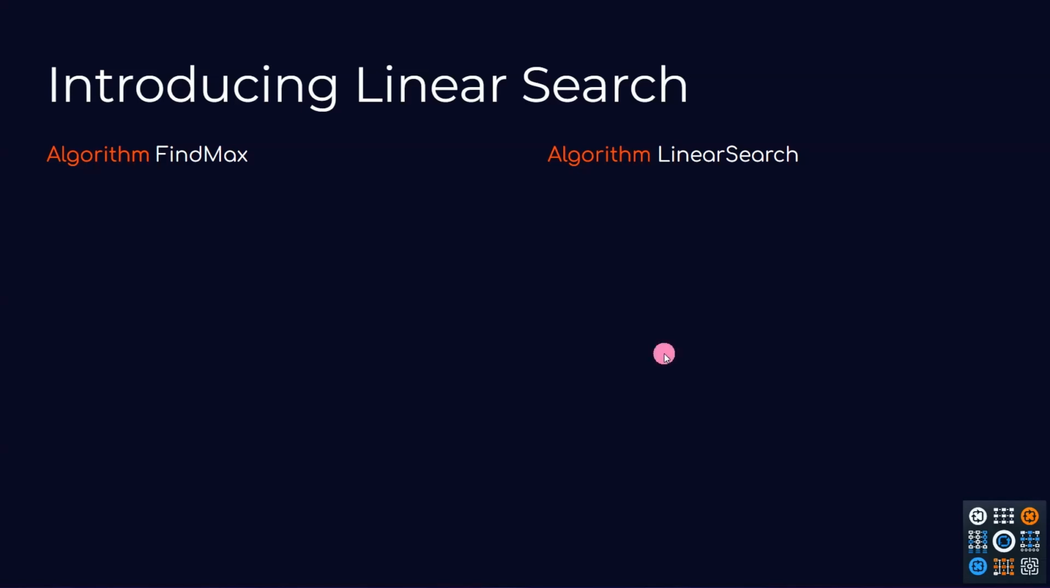Let's write our linear search algorithm. The algorithm to find the maximum number was named the find max algorithm. Similarly, we name our search algorithm linear search, an apt name that clearly reflects its functionality.